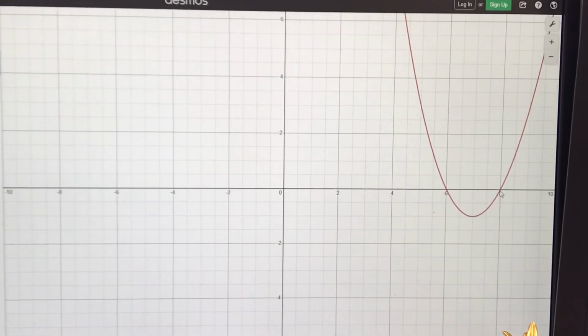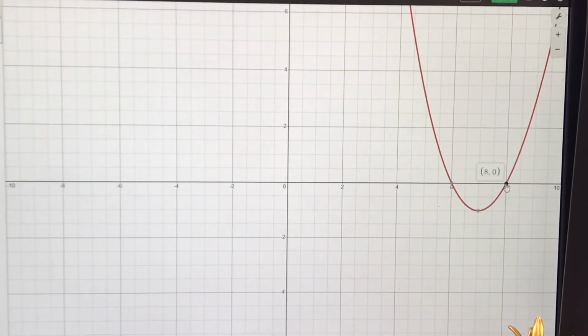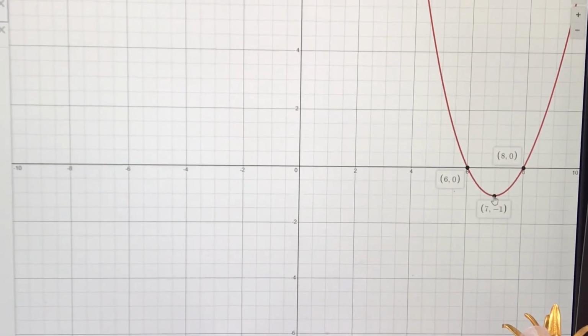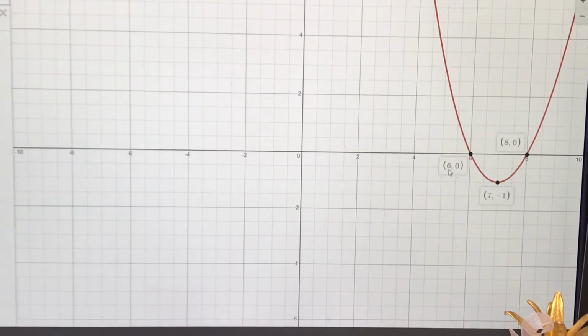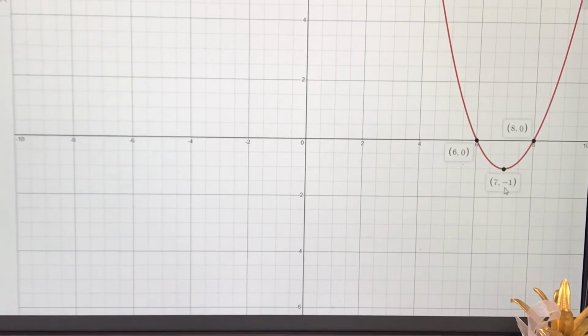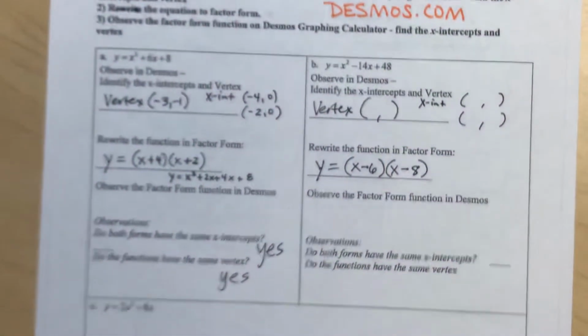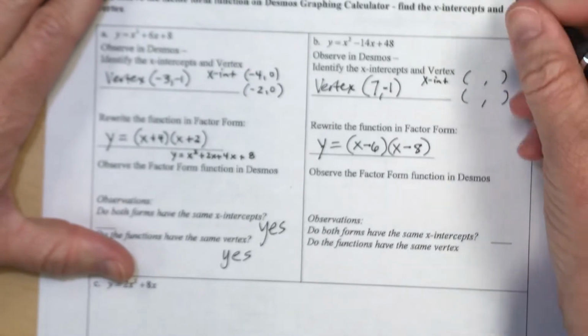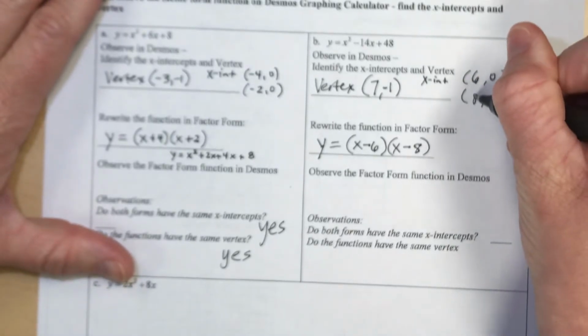Okay, so here's our new function. I have an intercept at 8, so if I hover over that point, I can click it and it will show up, as well as the vertex. So let's write down our intercepts are 6 and 8, and our vertex is 7, negative 1. So here we go. Vertex was 7, negative 1, and we had an x-intercept at 6, 0, and 8, 0.